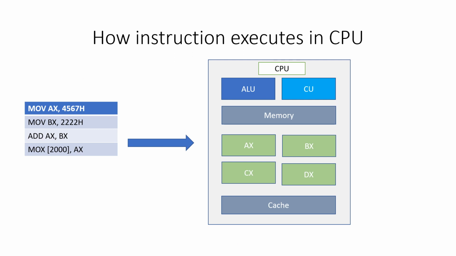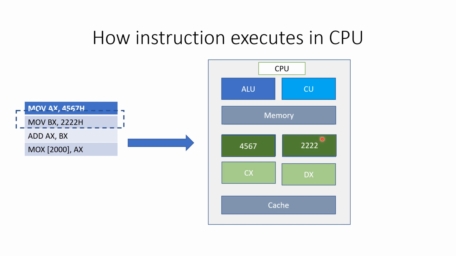How an instruction actually gets executed in a processor is that, let's say we have this addition program as pointed out here. Let's go through this assembly program step by step. MOV AX, 4567H: the immediate data that I am moving over here gets updated in the accumulator. And the second instruction, MOV BX, 2222, gets loaded onto the BX register.